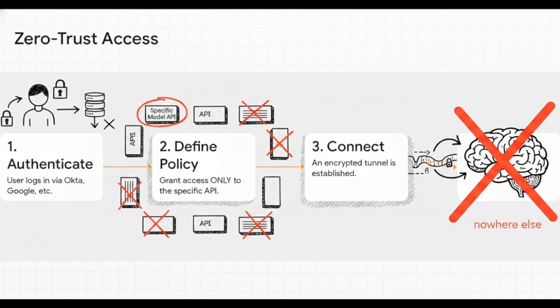First, a user has to prove who they are. Then, a policy grants them access only to the specific model API they need. A secure encrypted tunnel is created just for that one connection. The request goes directly to the model and absolutely nowhere else. It is precise, it's audited, and it's secure.